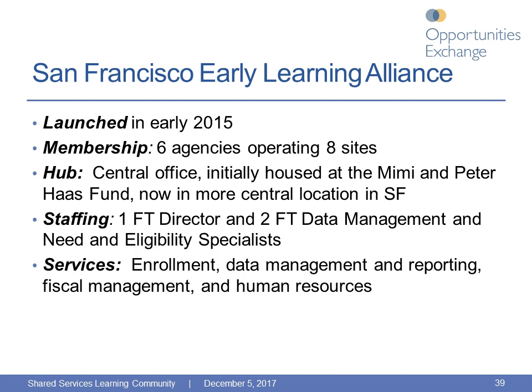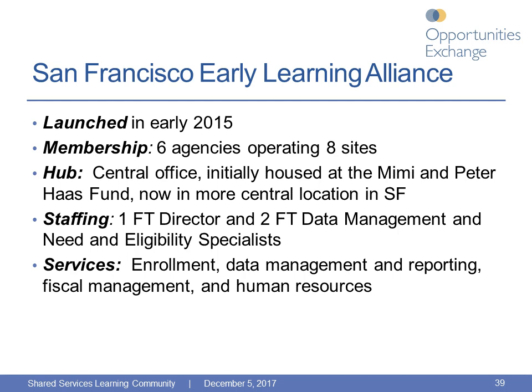So the San Francisco Early Learning Alliance was launched in early 2015. It began with 3 centers, but now is up to 6 agencies that are operating 8 sites. The hub is a central office that was initially housed at the home of the Mimi and Peter Haas Fund, which was the organization that was really the incubator. The hub office is now in a more central location in San Francisco.